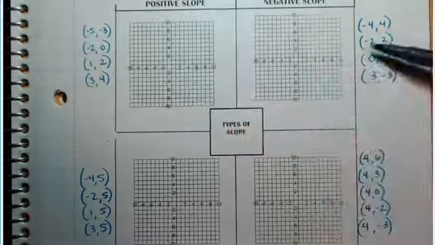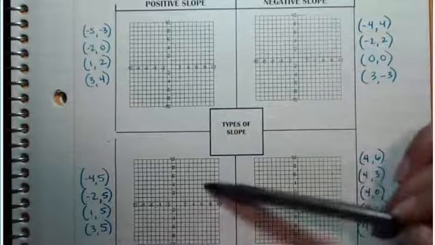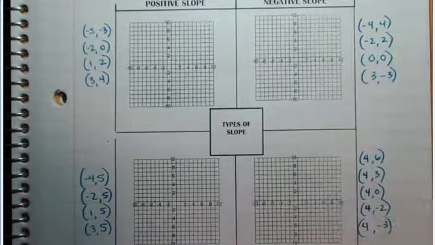So for instance, these 4 points, I want you to graph on this graph. These 4, this graph, these 4, this graph, and these 5 on this graph. So go ahead and take a second to do that. Connect your points with a line with arrows on both sides, and then when everyone's ready, we will begin.